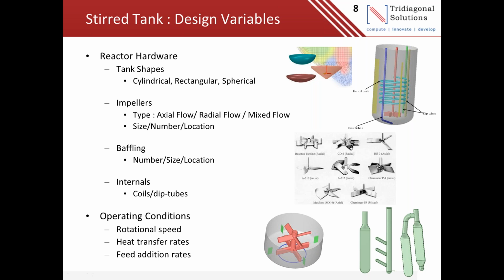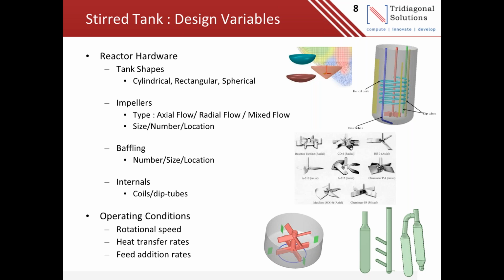So there are many parameters, like various tank shapes that are available. Many times we have a spherical, round bottom flask in the lab, and we are trying to scale them or equate them with a cylindrical vessel in the pilot or a plant facility. Similarly, many different impellers are available, and we have to select which type of impeller should be used for which type of application. We have axial, radial, and mixed flow impellers. We also need to decide what should be the size, number, and location of the impeller: how many impellers to be used, and where those impellers should be located in the vessel.